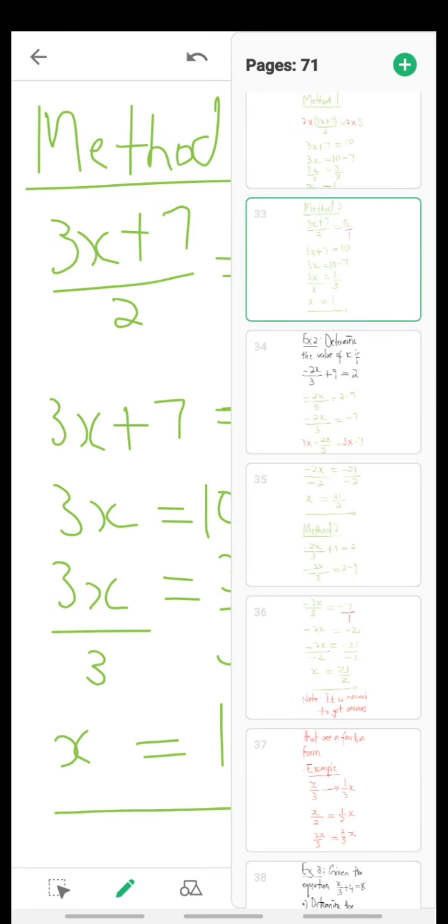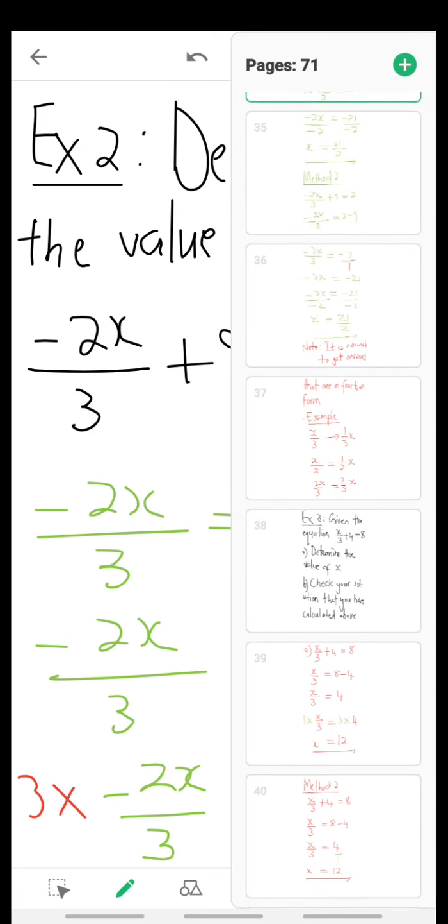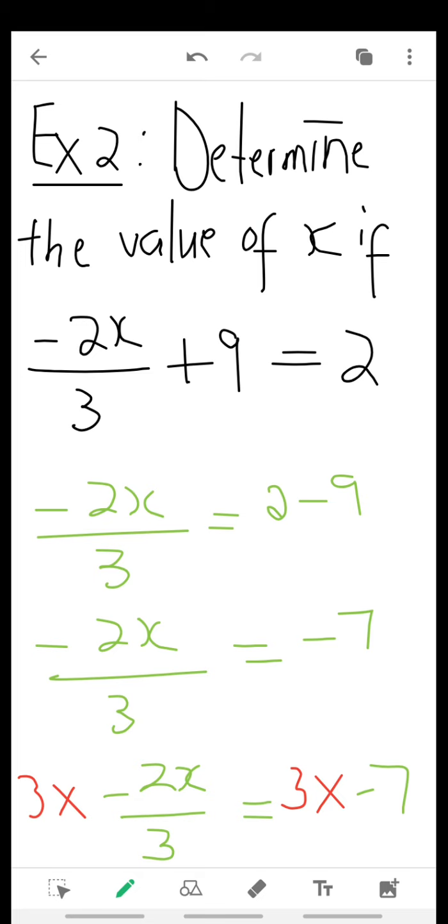Now let's go to example number 2. Example number 2, we are still determining the value of x. If (negative 2x) over 3 plus 9 is equal to 2. So the first thing that I notice is the plus 9 doesn't have an x and is not part of the fraction. So we can take it to the other side. It will be minus 9. You agree with me? So as a result, 2 minus 9 will be a minus 7. I didn't do anything to the left hand side. I just transposed the 9. So now we are here.